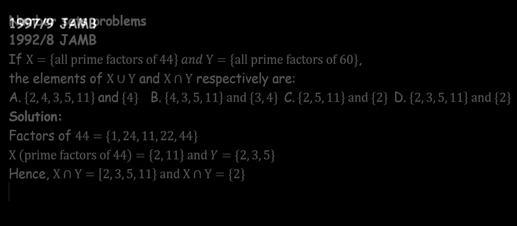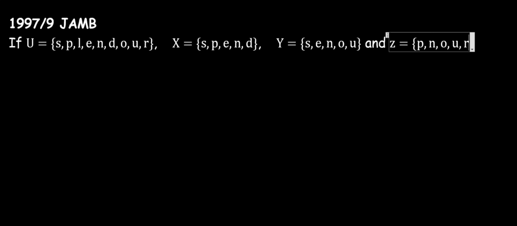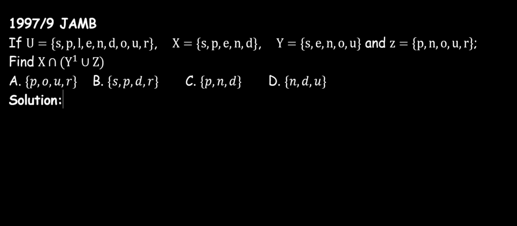Another example. If the universal set is equal to S, P, L, E, N, D, O, U, R, and the subset X is equal to S, P, E, N, D, and the subset Y is equal to S, E, N, O, U, and the subset Z is equal to P, N, O, U, R. The question is, find X intersection (Y prime union Z). The options are given.